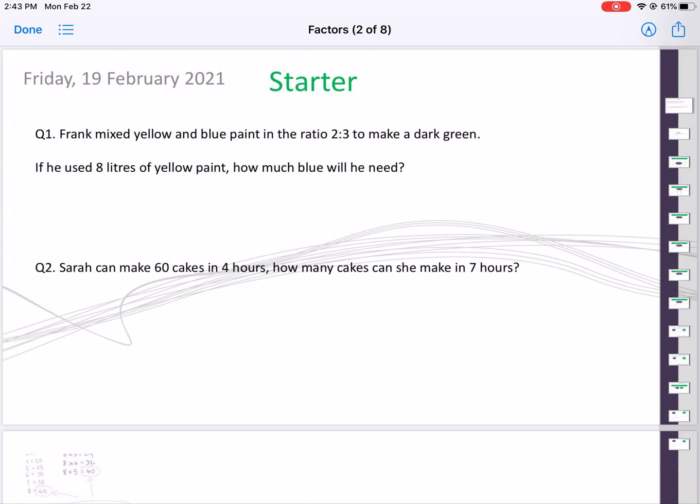Hi everyone, this is a lesson today on finding factors and then going on to find the highest common factor between two numbers. Please ignore the date up the top left of the worksheet, it's just the date that I saved the worksheet onto the iPad. Just ignore that please, and if you can complete the starter and then come back on for the answers.